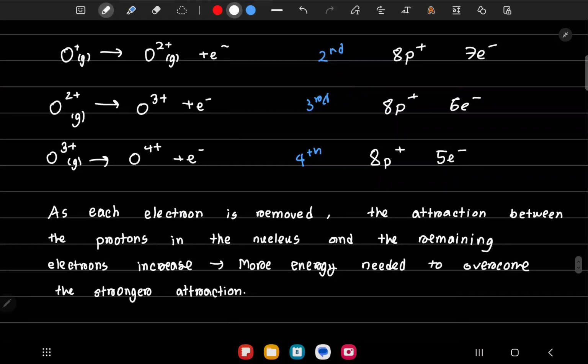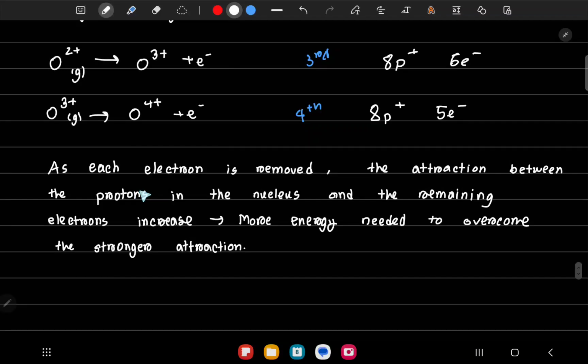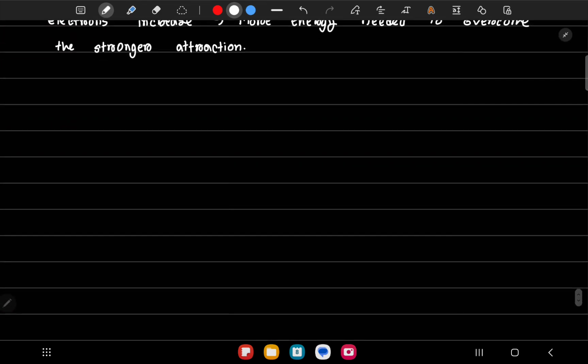go across each ionization, from the first to the second, the attraction between the protons and the remaining electrons will increase in the way I just said. So more energy will be needed to overcome the stronger attraction. Now there are spatial jumps.